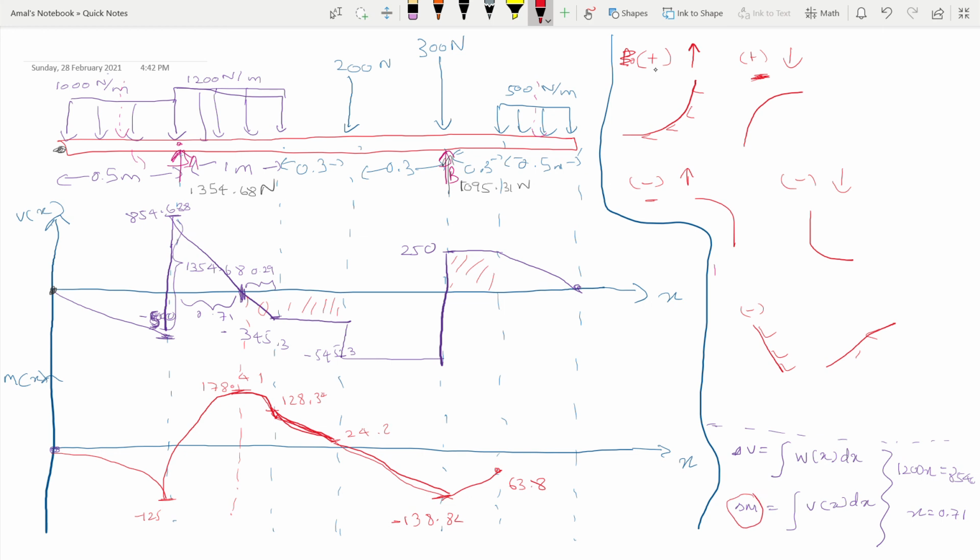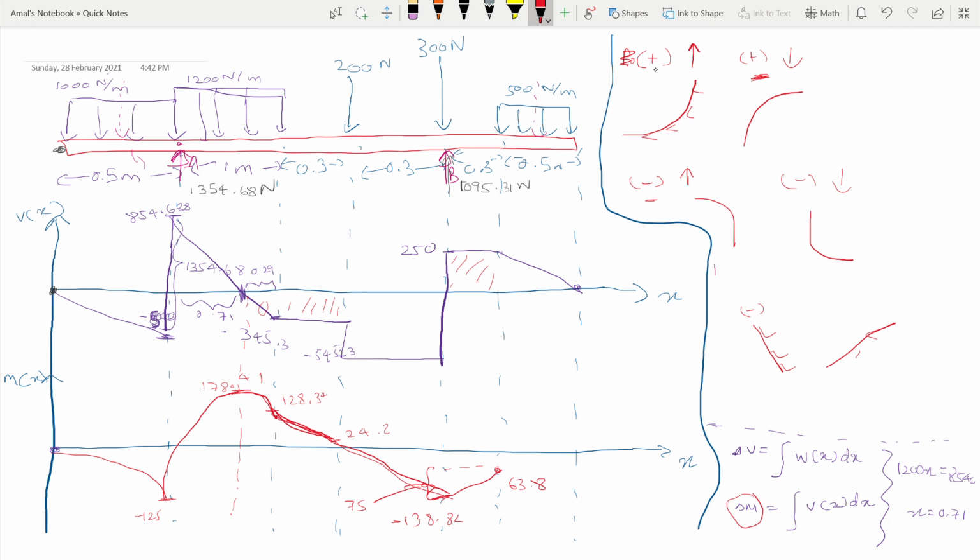Okay, so the change here is equal to the area under this one. So its change is equal to 75. Okay, because a lot of students make that mistake and they think this is a final value and they draw a curve up to 68. No, that's wrong. That's a change in moment.